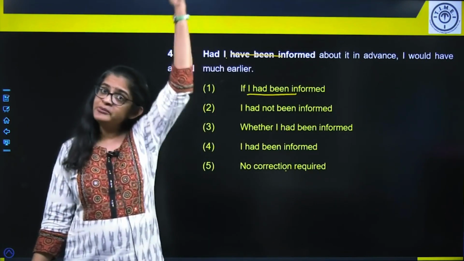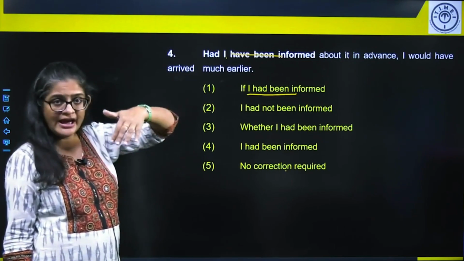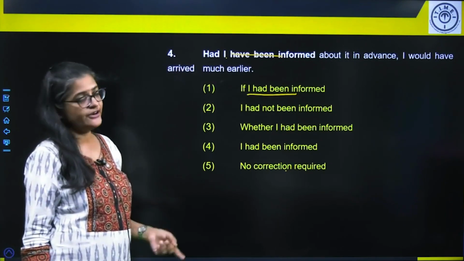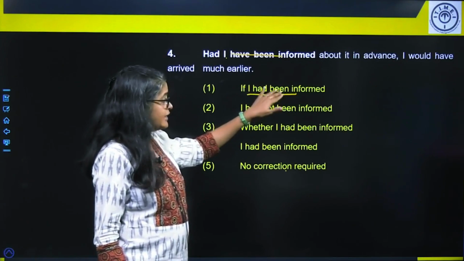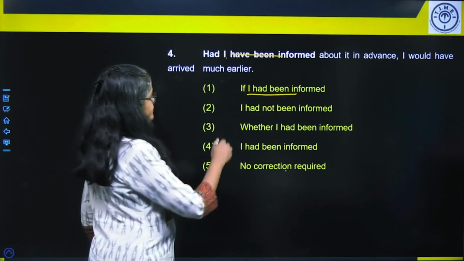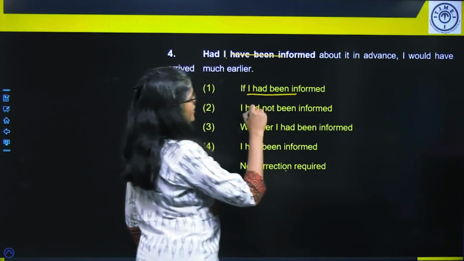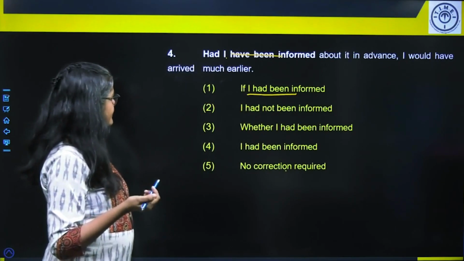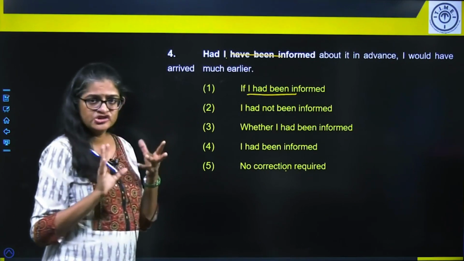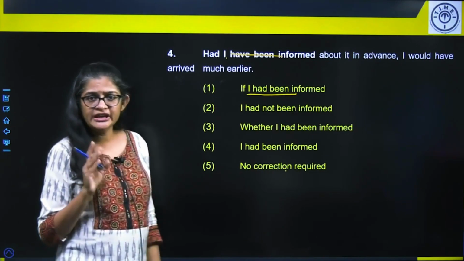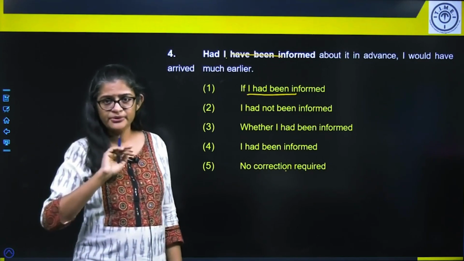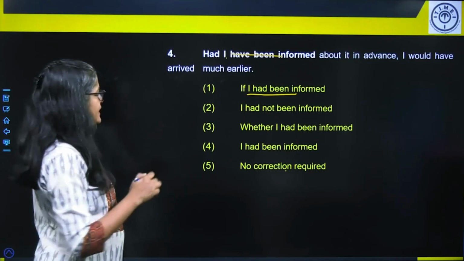Okay, so the informing must have happened earlier. That is why, if I had been informed. I had not been informed about it in advance, I would have arrived. No, we need a conditional sense here. Either we need "if" or "had I been". Okay, that condition should be there.